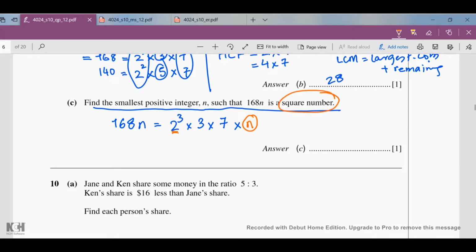How many 3 are required? One more 3 to make a 3 square, one more 7 to make a 7 square, and one more 2 to make a 2 power 4, because all are square numbers. So it means these are the required numbers. So when you multiply this, it's coming 42, and 42 is your n. Very simple.